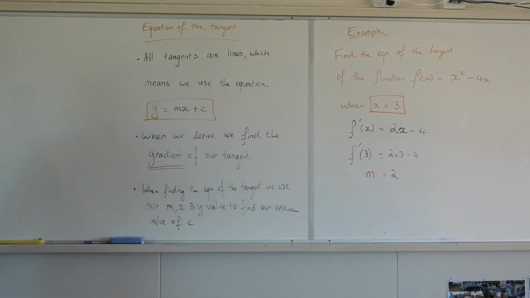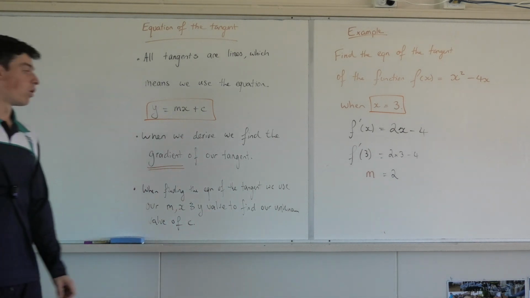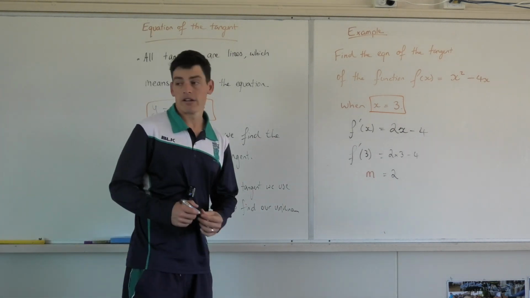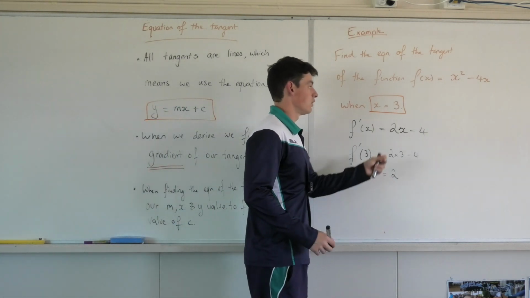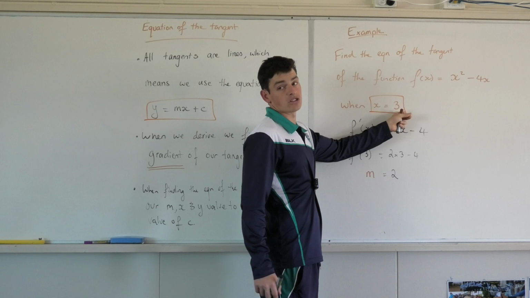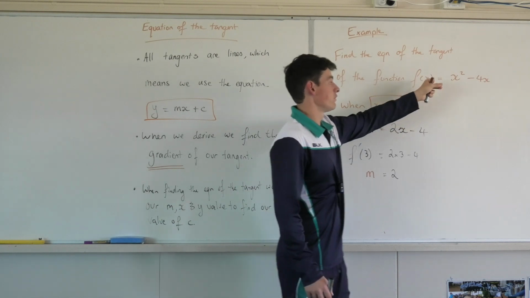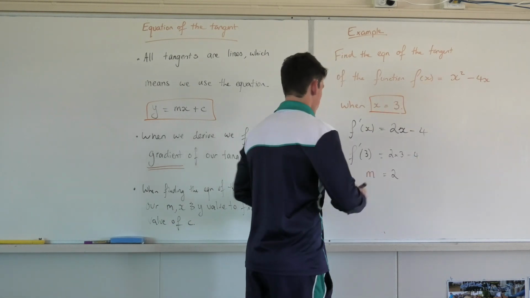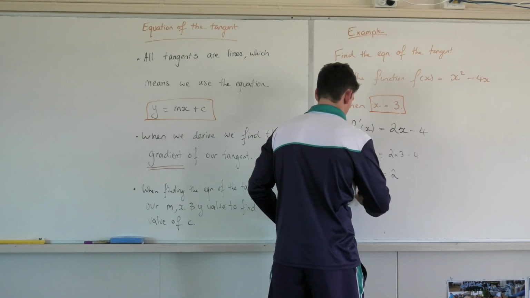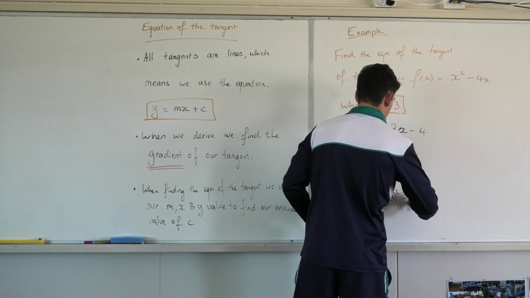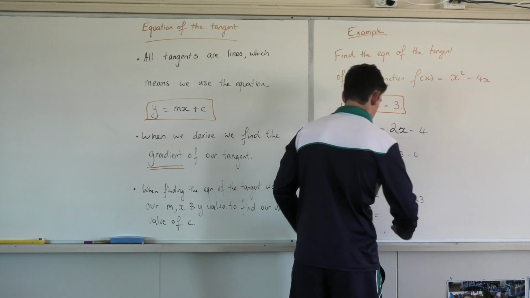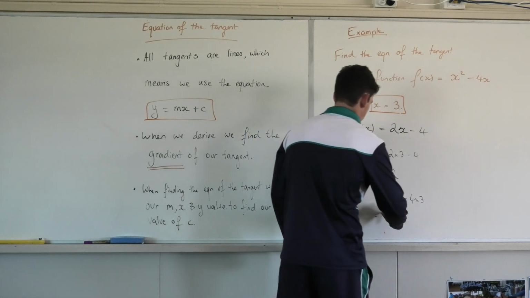I know my x, I know my m. Now what should I find? My y. How do I find my y? I let x equal 3 in which function? The original function. So I write f of 3, which is equal to 3 squared minus 4 times 3. What does that equal? 9 minus 12, which is negative 3.